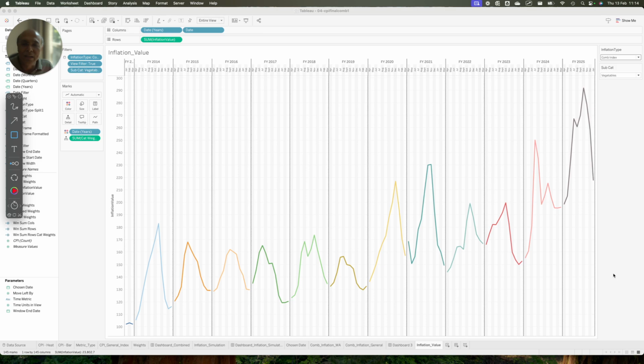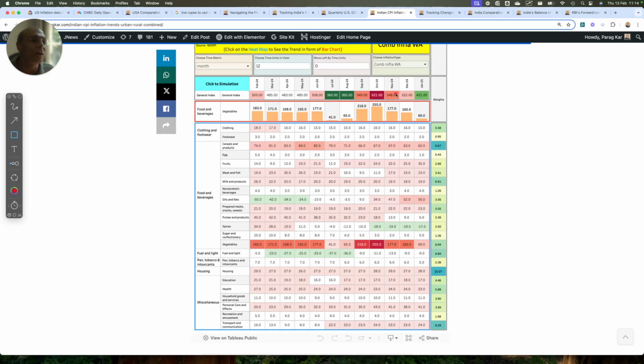So given a situation like this, should we be happy by looking at what we are seeing here as 4.31% inflation? That's the question I want to ask you, because vegetables are the major contributor to inflation.